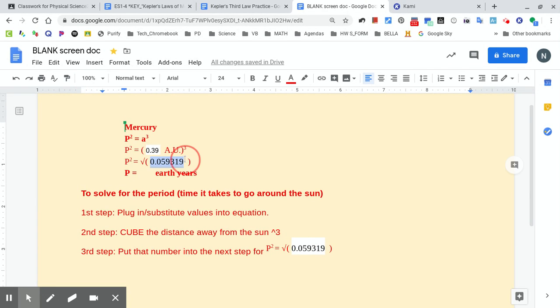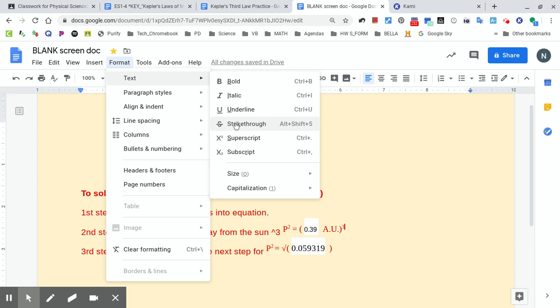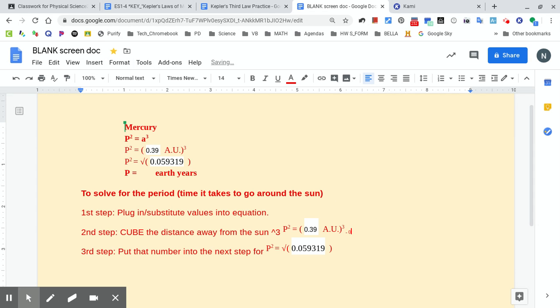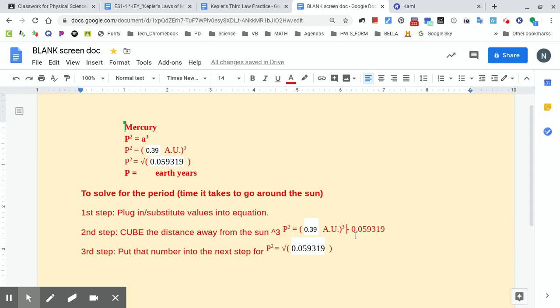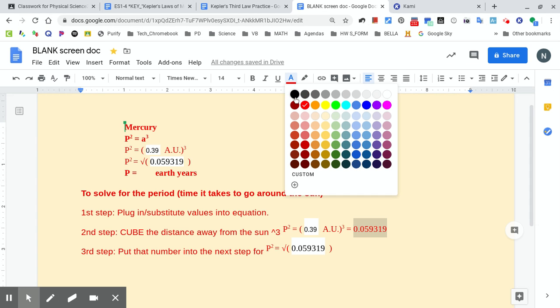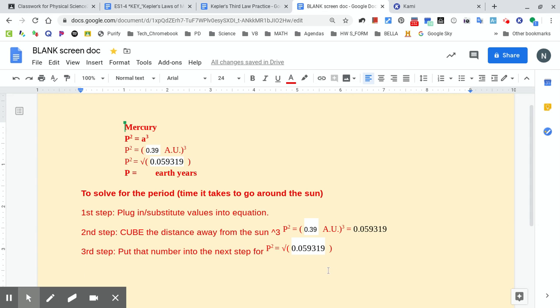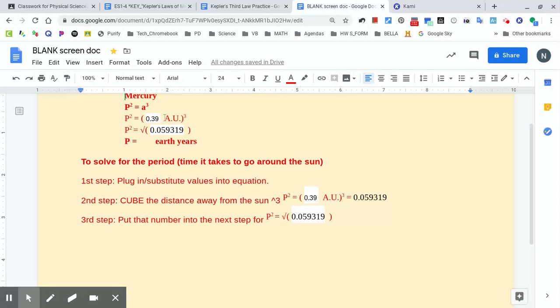Cube the distance, which would be that. Take this down here, which is equal to 0.059319. Oops, it made it a subscript. I kind of messed that up. Undo that. There we go. Equal sign, sorry about that. So that equaled that value. And the third step is to put that number in the next step. I'm just going to write AU once. That's good enough for me to show your work and your units in your work.